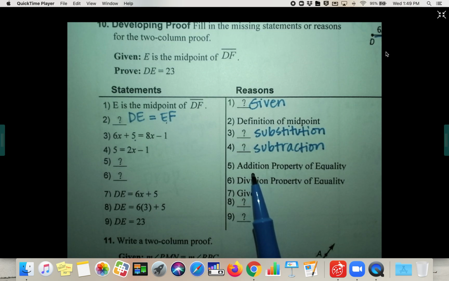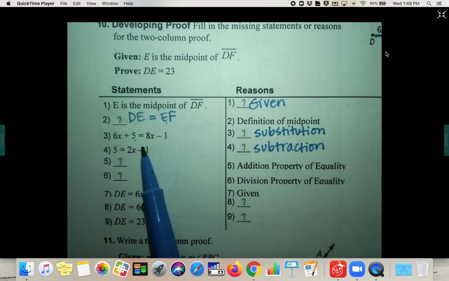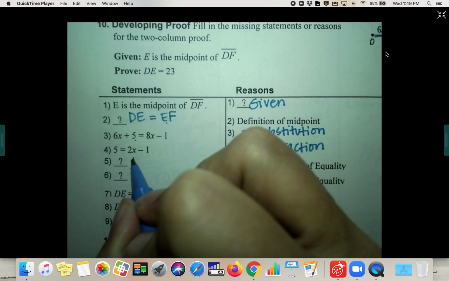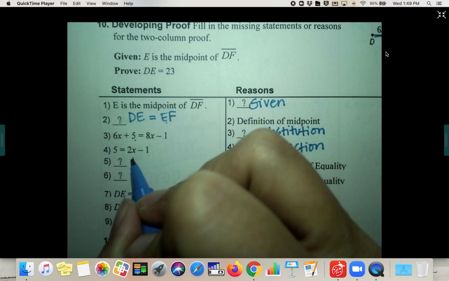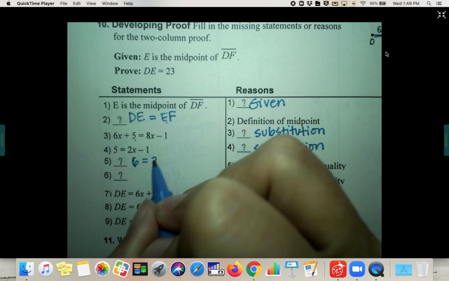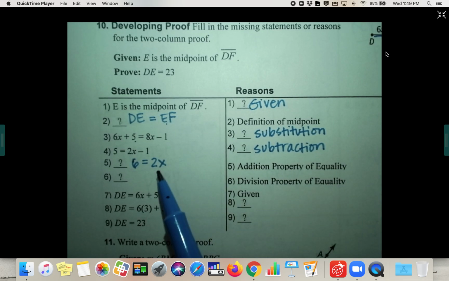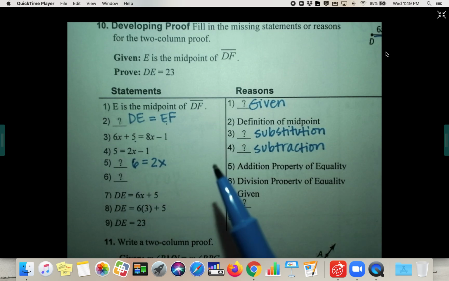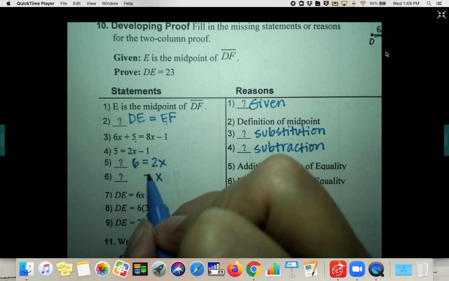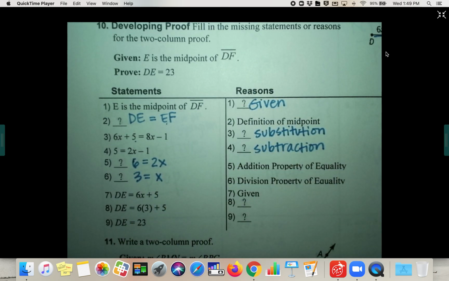And then by addition, what did they do to add? They probably added 1 to both sides. So this would be left with, well, if they added 1 to both sides, that would be 6 equals 2x, because they've already added 1 to both sides. Okay, and then they went ahead and divided. So let's go ahead and divide by 2 on both sides. That would leave x equal to 3.